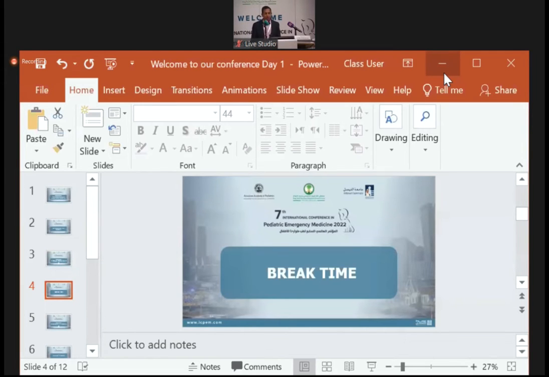So what is respiratory failure? Any infant or child who presents in acute respiratory distress with either acute hypoxia requiring supplemental oxygen to maintain saturation more than 92%, or acute hypercarbia with PCO2 of more than 50 is basically defined as having acute respiratory failure.